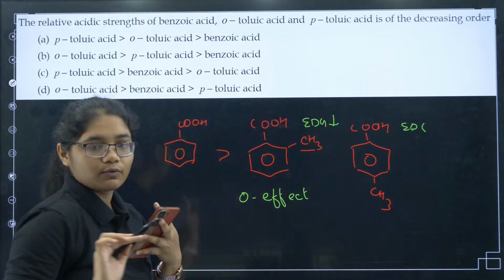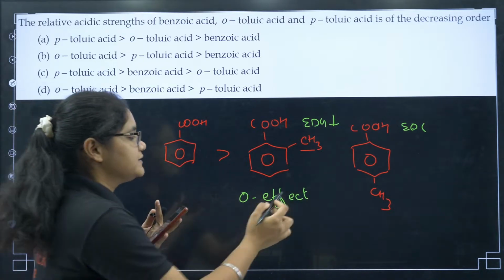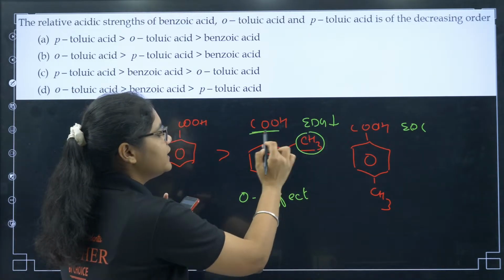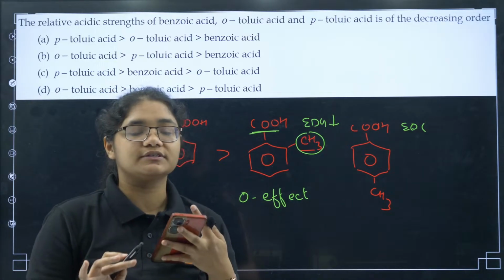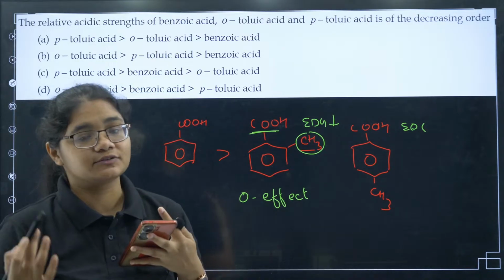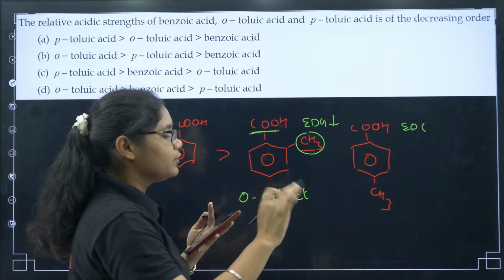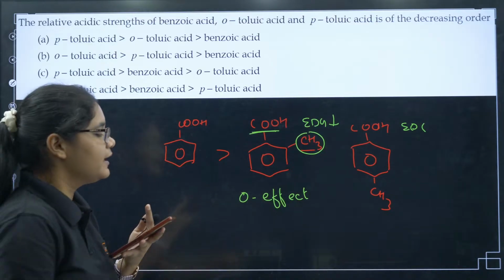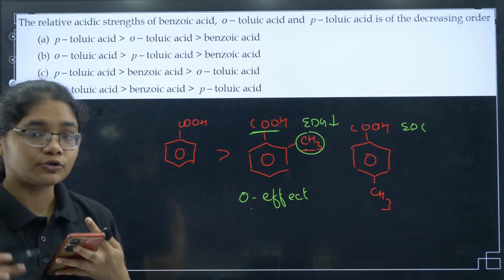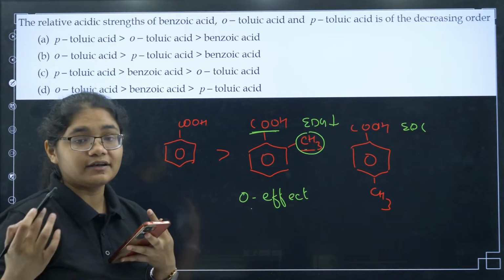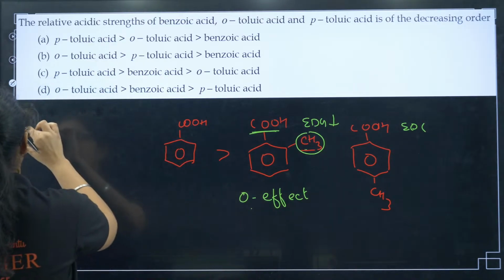According to the ortho effect, what happens? If there is any group present at the ortho position, it will always increase the acidity. If any group is present at the ortho position, the acidity of benzoic acids will increase, whether it is electron donating or electron withdrawing doesn't matter. So the ortho group will have the highest acidity.